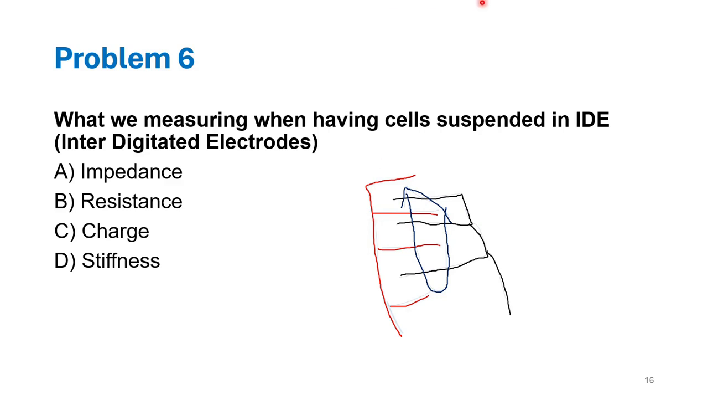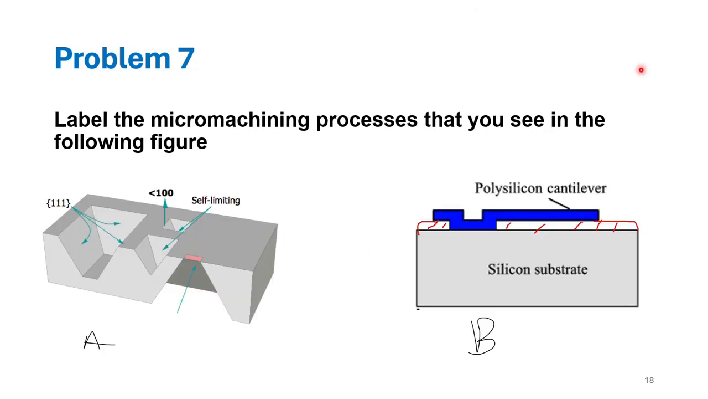Okay, so any doubts? Move on to the next problem. Label the micro machining processes that you see in the following figure. We see two structures, right? In the first structure, let's say we give it a name A, and the second one let us give a name B.